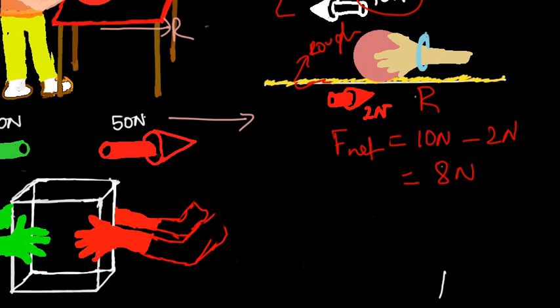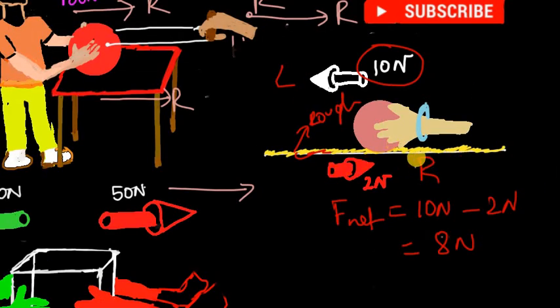And towards which direction? Actually, what is dominating here? 10 newtons is bigger, so this is dominating, so its direction only will come. This 10 newtons is towards left, so 8 newtons towards left.